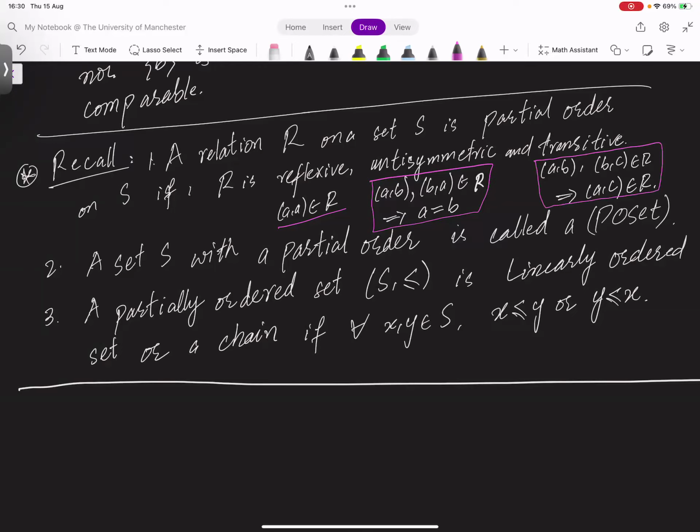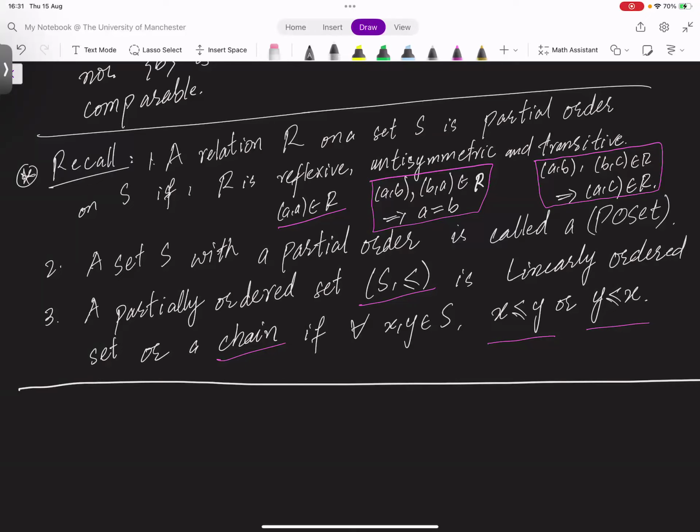Now, the second definition was that a set S with a partial order is called a poset, a partially ordered set. The third definition: a partially ordered set is a linearly ordered set or a chain if for all the elements inside the set S, they are comparable to each other. We have discussed a few examples for that.